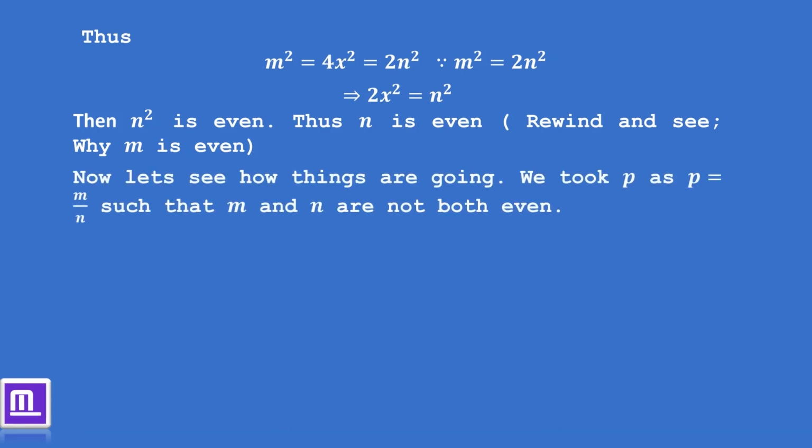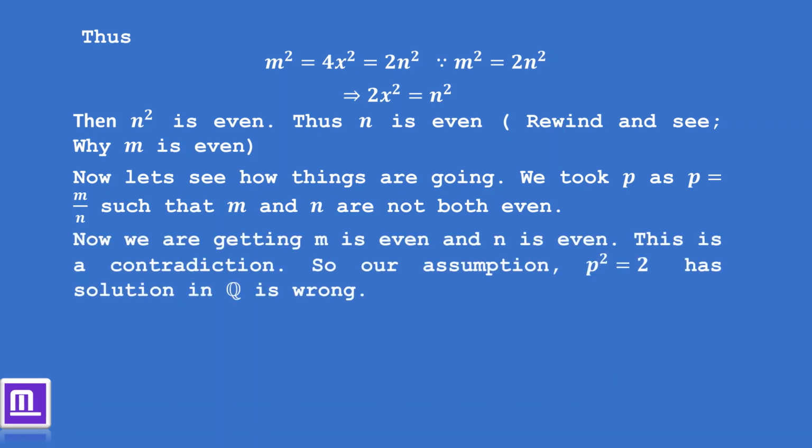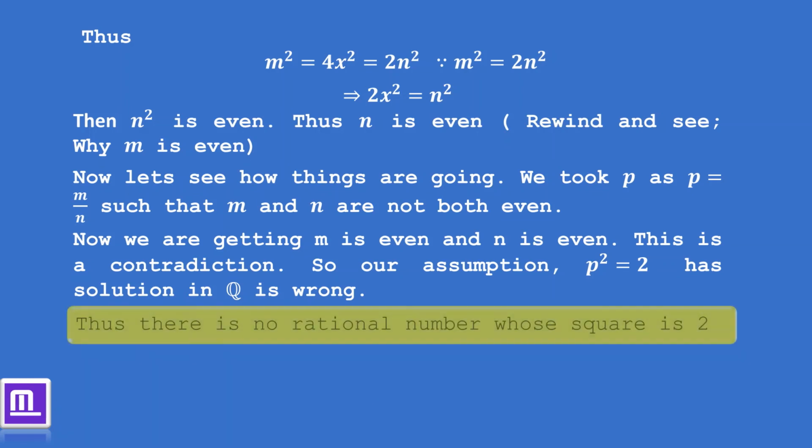Now let us see how things are going. We took p as p is equal to m by n such that m and n are not both even. Now we are getting m is even and n is even, because we just saw that m square is even, therefore m is even. Similarly, n square is even, therefore n is even. So our m and n right now are both even. This is a contradiction because at least one of m and n should be odd. So our assumption that p square is equal to 2 has a solution in Q is a wrong assumption. Thus, there is no rational number whose square is 2.